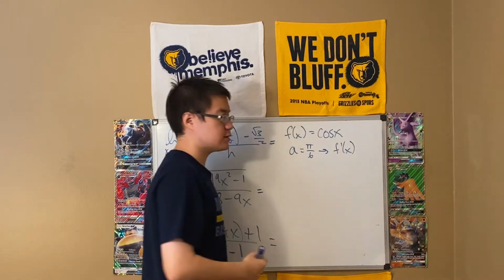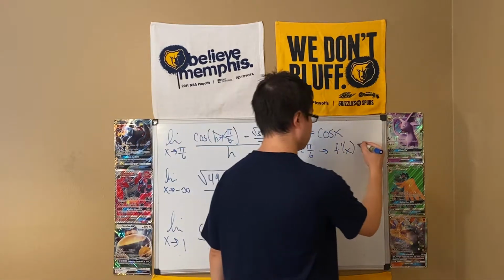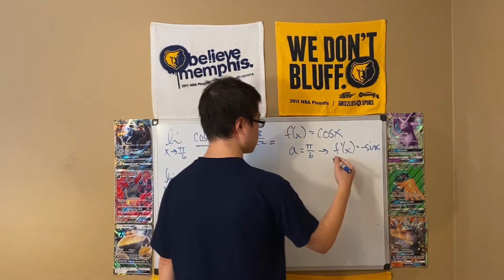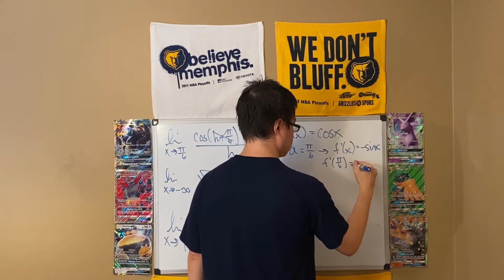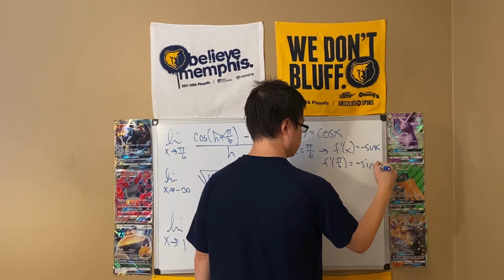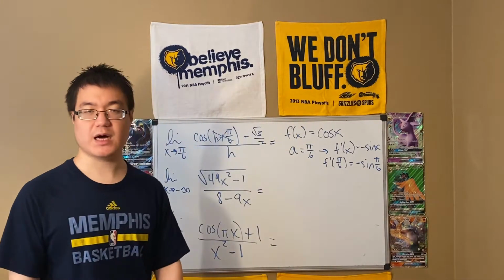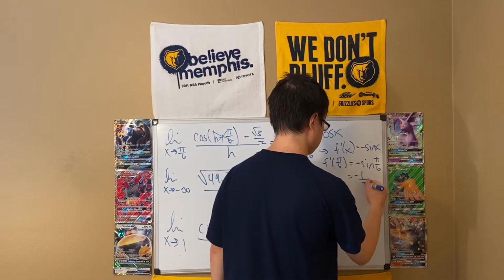That's negative sine of x. Be careful with that, because the derivative of cosine is negative sine of x. So negative sine of x. Then we are going to plug in pi over 6. So it's f prime of pi over 6. That's going to be negative sine of pi over 6. And if you know your unit circle, sine of pi over 6 is 1/2. So it's going to be negative 1/2 is the answer.